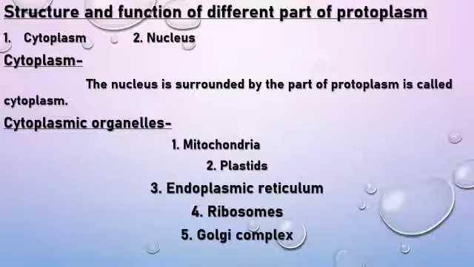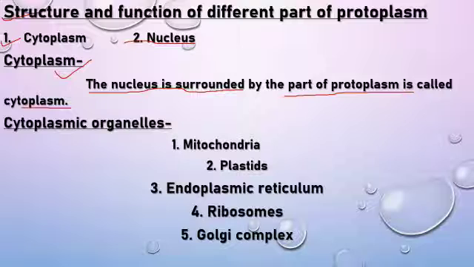Next we will discuss the structure and the function of the different parts of the protoplasm. Here there are two parts of the protoplasm: the first one is the cytoplasm and the next one is the nucleus. At first we will discuss what the cytoplasm is, the first part of the protoplasm. The nucleus is surrounded by a part of the protoplasm which is called the cytoplasm.